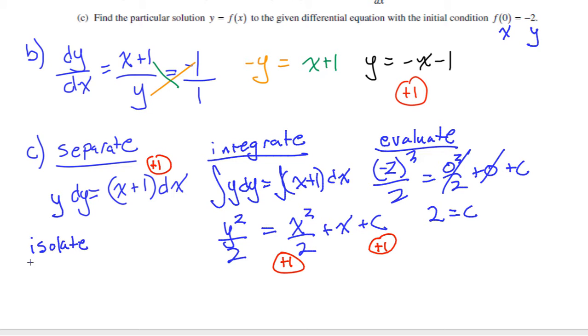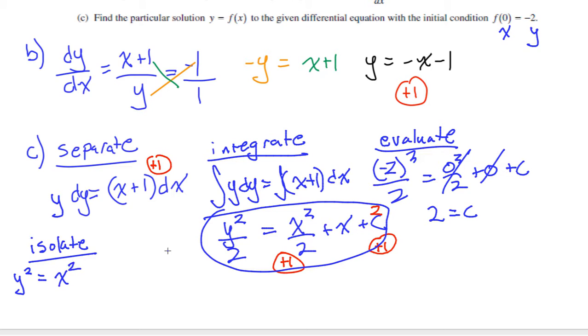Isolate. When I isolate, I need to get this y by itself. So I'm going to multiply this equation, everything times 2. And be careful here because c right now is 2. This c is 2. So I'm going to multiply that 2 by 2 since I'm solving for y squared. So I'm multiplying every single term here by 2. When I do that, I'm left with just y squared is equal to x squared, because the 2's cancel out for the denominator, plus 2x, and it's not plus 2 now because we multiply by 2, so it's plus 4.